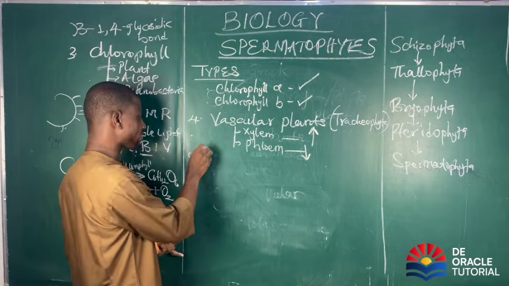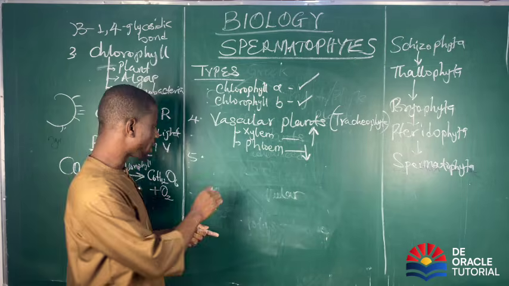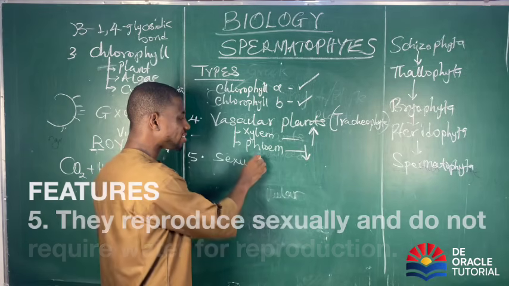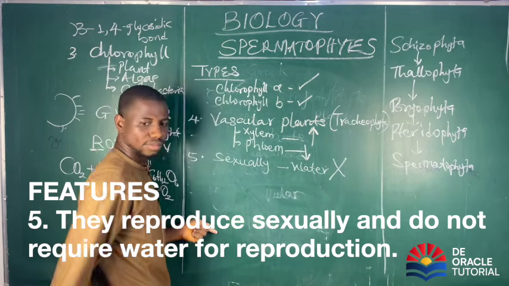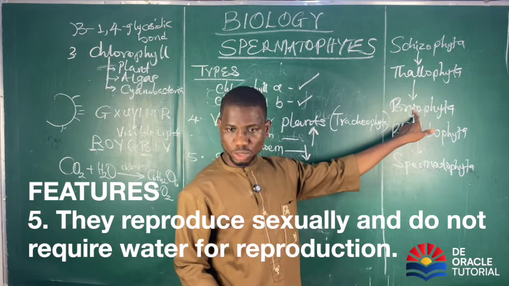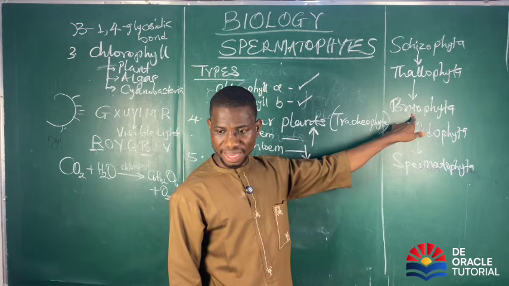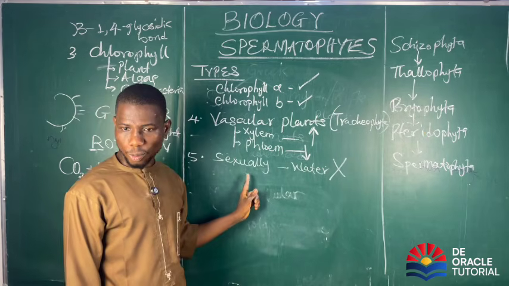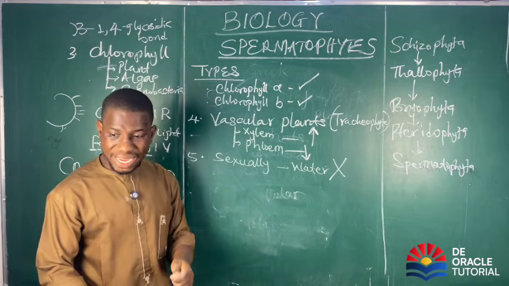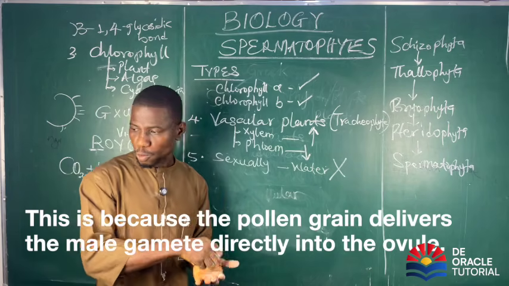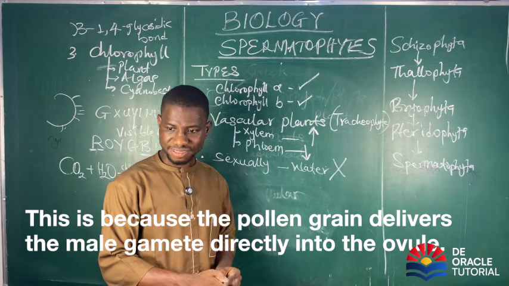Now the fifth point is that they reproduce sexually, and water is not required for their sexual reproduction. Unlike in bryophyte, where water is required. So water is required for reproduction in bryophyte, but in spermatophyte, water is not required for reproduction. Does that make sense to you? This is because the pollen grains will deliver the male gamete directly into the ovule. Does that make sense to you?